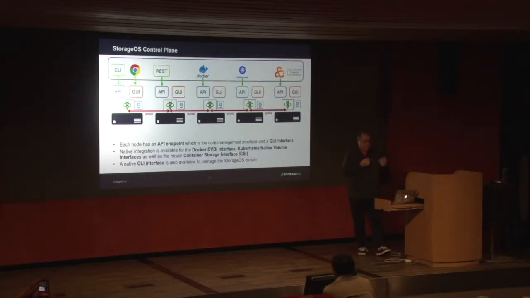Within there, we also have an API endpoint, and that API endpoint is used as a standard RESTful API, but also for our CLI, and also the plugins and integrations. So things like the Docker plugin, the Kubernetes native drivers. So we're mainlined into Kubernetes from 1.7 and up, as well as the new container storage interface, which is this new interface which Kubernetes is using for the newer versions of Kubernetes as a standardized interface for implementing container storage.